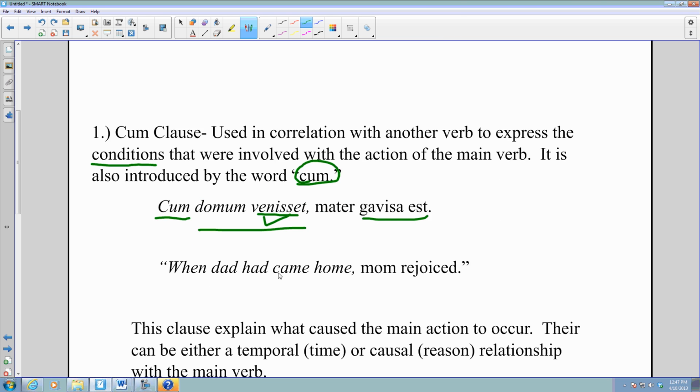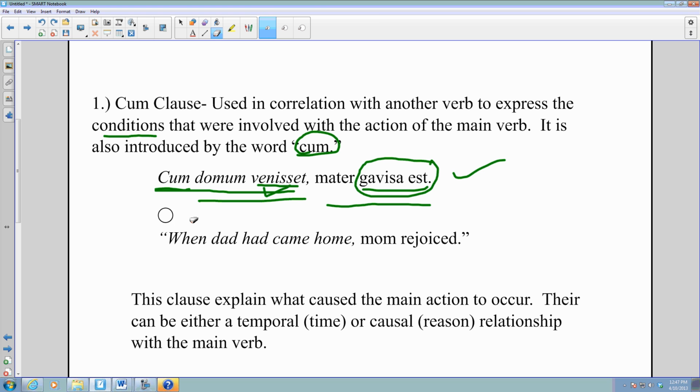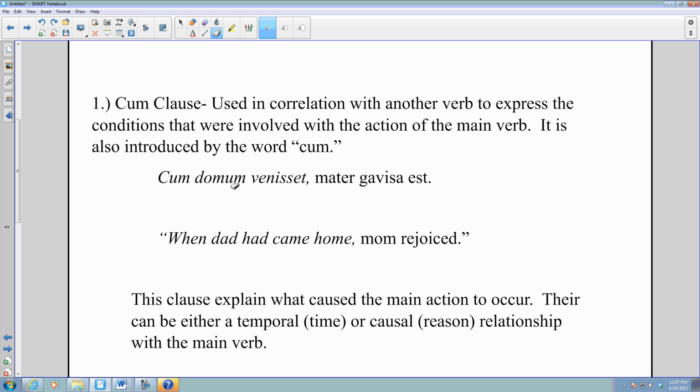So this follows our sequence of tenses. When we use the pluperfect, remember that the main verb is in the perfect tense. That means that whatever happens in this cum clause has to happen in a tense before perfect. There's only one tense before the perfect tense, and that's the pluperfect. So when I translate cum domum venit, I have to use the pluperfect tense.